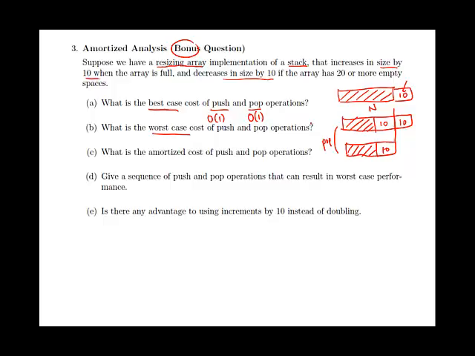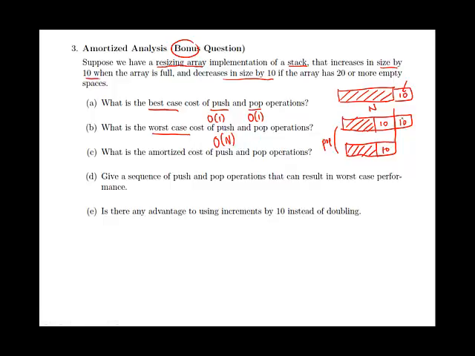The worst case of push is that when you have to push, you don't have enough space, so you have to recreate another array of size n plus 10, and then you have to write all these n elements from the old array to the new one. So the worst case of push is O of n.